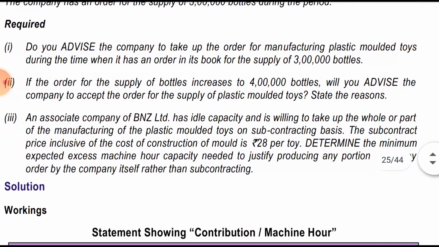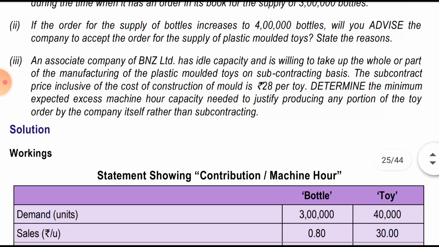And the third part they have asked is: an associate company of BNZ has idle capacity and is willing to take up the whole or part of the manufacturing of the plastic mold toy on a subcontracting basis. So there is one associate of BNZ which has idle capacity and can take the production of any plastic mold toy on a subcontracting basis. The subcontracting price, inclusive of the cost of the construction of the mold, is 28 per toy. Determine the minimum expected excess machine hours capacity needed to justify producing any portion of the toy order by the company itself rather than subcontracting.